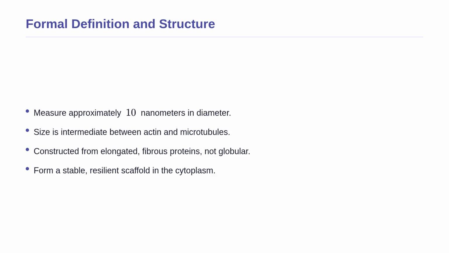Unlike other cytoskeletal elements that are built from round, globular proteins, intermediate filaments are constructed from elongated, fibrous proteins. These proteins twist together like strands of a heavy-duty rope. Instead of acting as tracks for motor proteins, they form a stable, resilient scaffold throughout the cytoplasm and inside the nucleus to maintain cellular architecture.